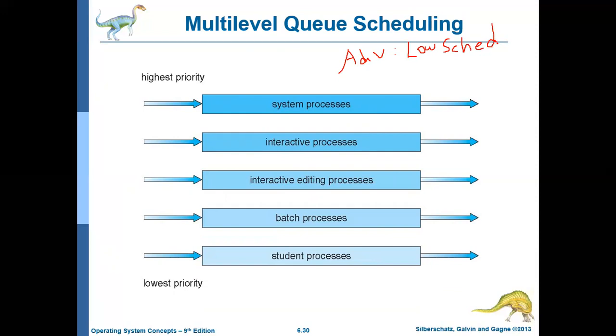Because what is the operating system doing? Whenever a new process comes, the operating system checks what type of process it is. If it is a system process, it will be moved into the system process queue, the queue corresponding to the system process. If it is an interactive process, the job will be moved to the interactive process queue, and so on and so forth.